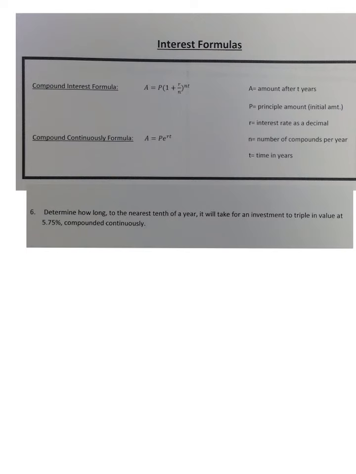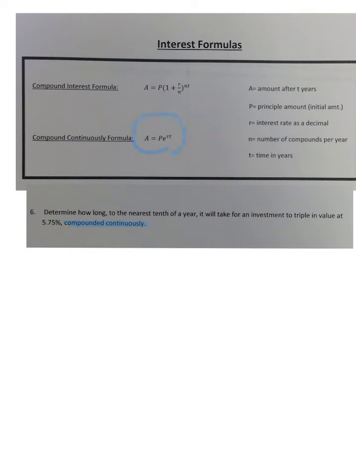Alrighty, so look at number 6. Determine how long it's going to take to the nearest tenth of a year for an investment to triple in value at a 5.75% rate. And here we go again. We are compounding continuously. So we know we're using a PERT.